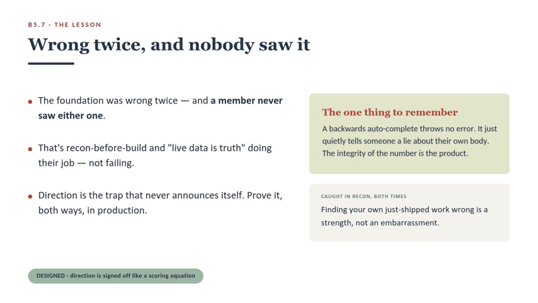Two, direction is the trap that never announces itself. A goal that completes when you actually got worse doesn't crash. It just quietly tells you a lie about your own body. For a platform built to give people numbers they can trust about their health, that's the worst thing you could do. So we treated it like science. Sign off, test it, prove it live in both directions before we trust it. The number has to be right. The number is the product.